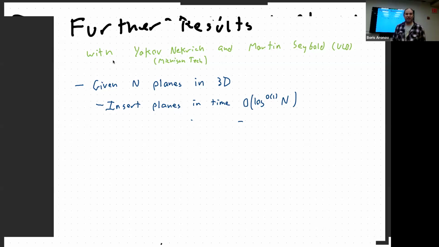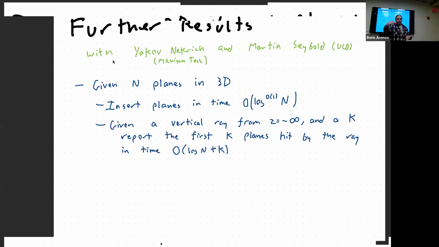So consider the problem of given n planes in 3D. Suppose I want to insert the planes in polynomial time, and given a vertical ray emanating from negative infinity, I want to report the first k planes that it hits. And I want to do this in time log n plus k. So in other words, again, insertion polylog, but I want the best possible runtime for a query. So you have linear equations and you want to find the first k smallest values, yeah, in 3D.